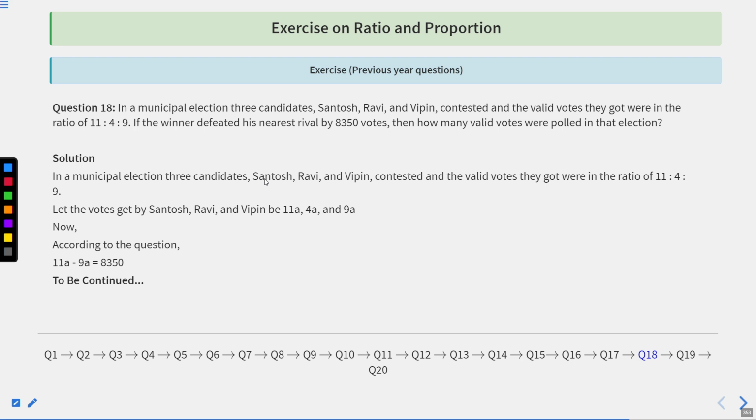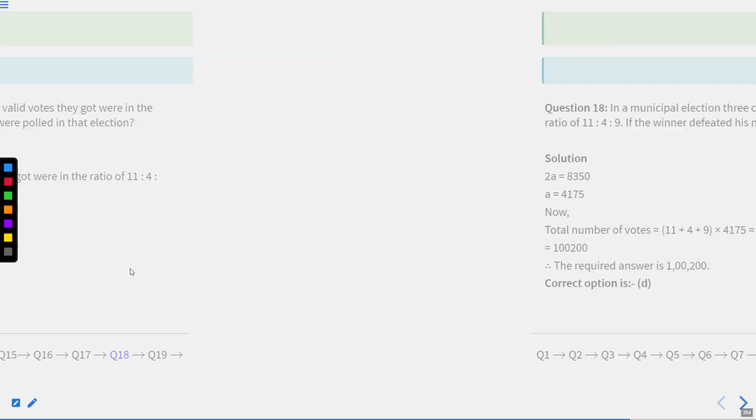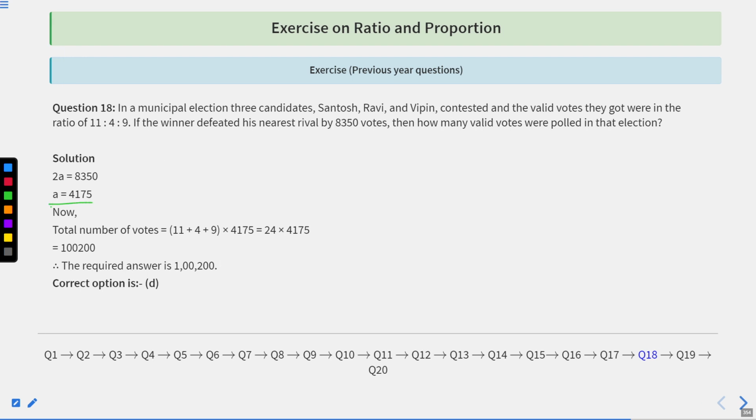So in a municipal election, 3 candidates were contested, so their ratio is given. So let the votes received by Santosh, Ravi and Vipin be 11A, 4A and 9A respectively. So according to the question, 11A minus 9A is 8,350. So this information is given in the question. So that means A is equal to 4,175. Now total number of votes will be 11 plus 4 plus 9 into 4,175, that is 1,002,000. So the required answer is D.